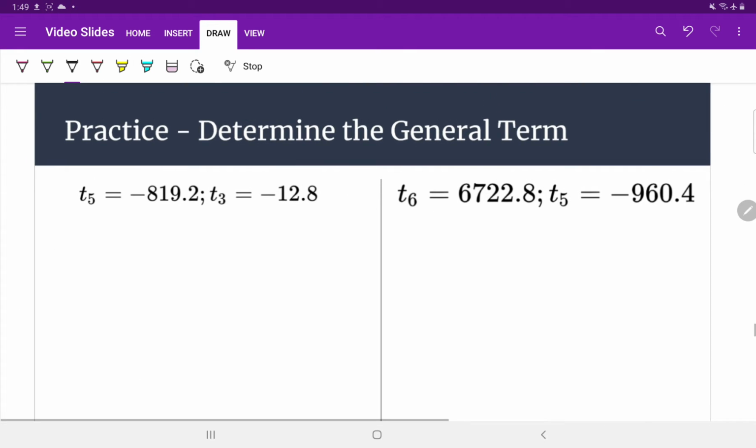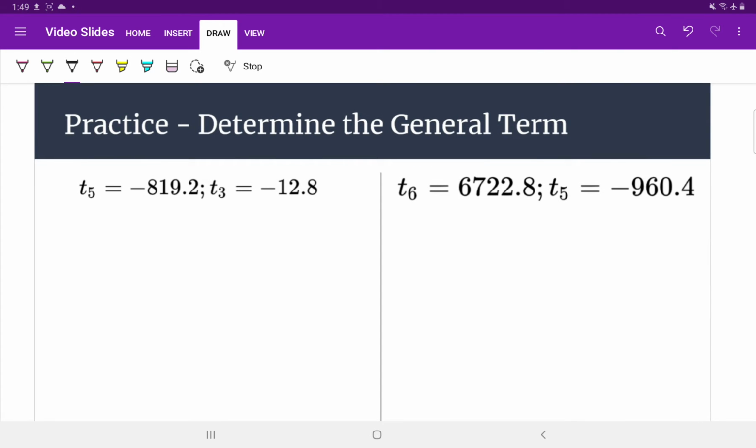But practice, determine the general term. So here we're given two terms in some geometric sequence. By the way, you'll always be told if it's geometric or arithmetic, because we're in the geometric section. It's implied that all these examples are going to be geometric. So I'm going to think about this as term 5 is negative 819.2 and term 3 is negative 12.8.